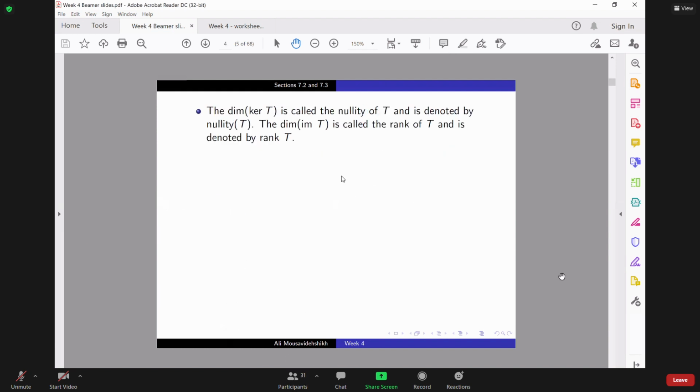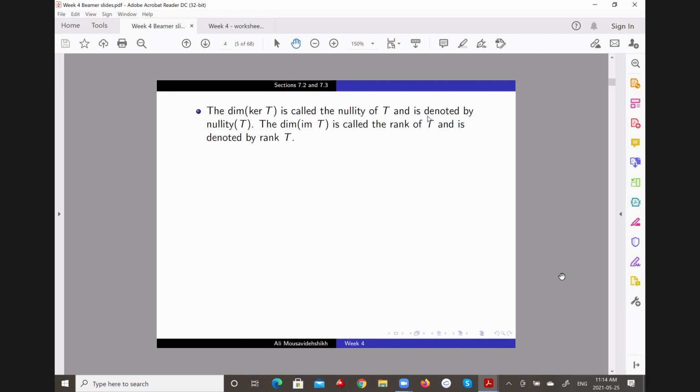The dimension of the kernel has a special name associated to it. It's called the nullity of T, and is denoted by nullity of T. The dimension of the image is what is known as the rank of T, and is denoted by rank T.